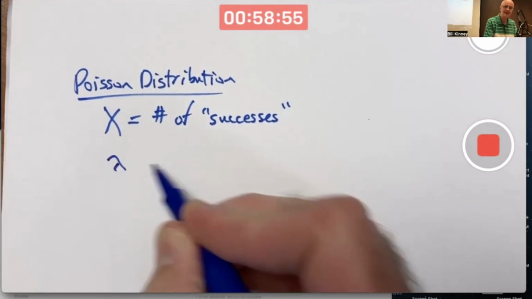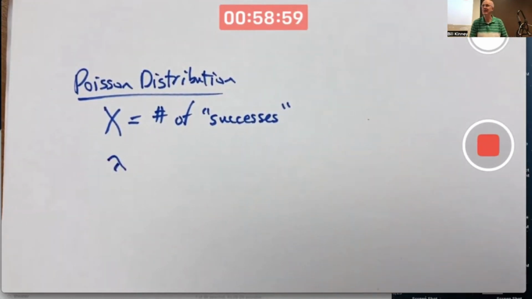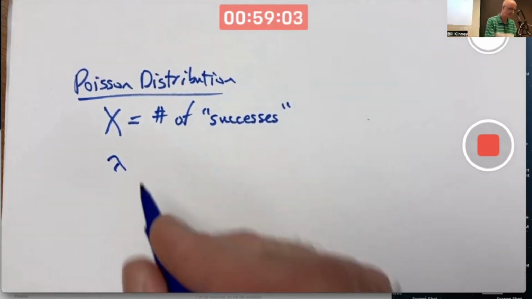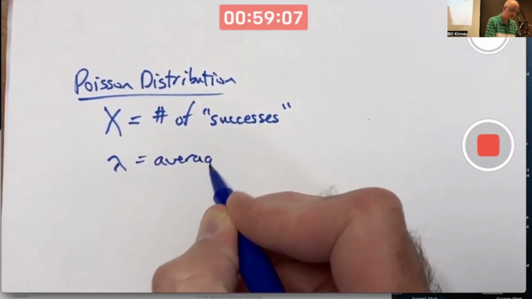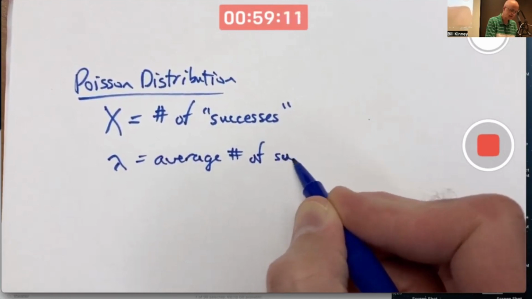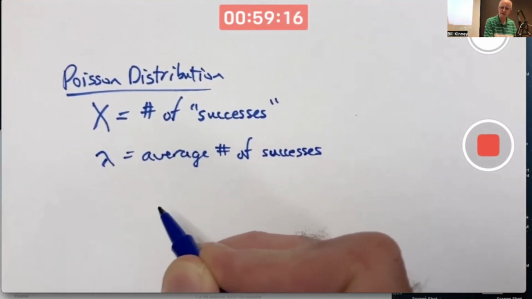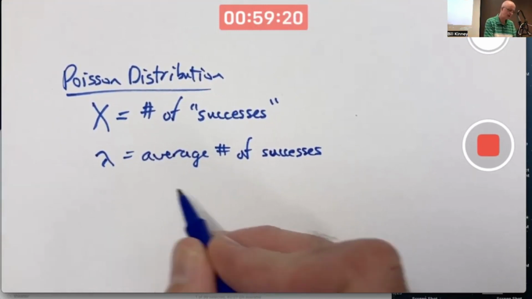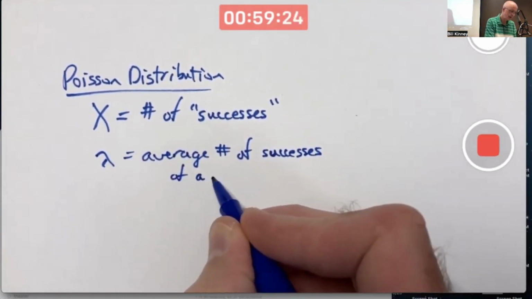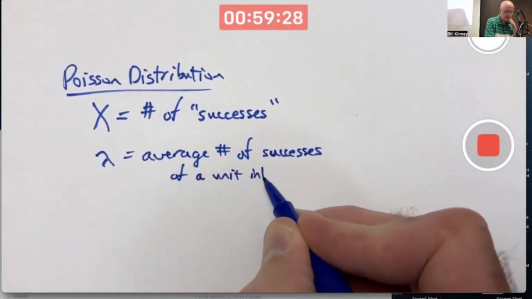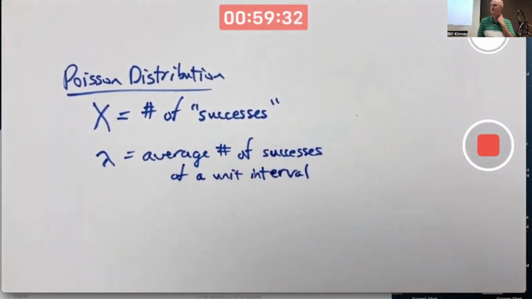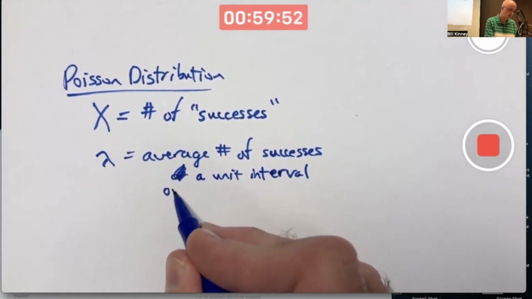If lambda is my average number of successes in a unit interval of time, average number of successes. Did I spell successes right? I guess I did it twice that way. Over a unit interval of time, I'm thinking of it as being a minute. But I could change my unit interval to being an hour, or a day, or a week, or a month, or a year. Depending on the application, use whatever's most natural for your measurement unit for time. Not "of a unit interval," over a unit interval.